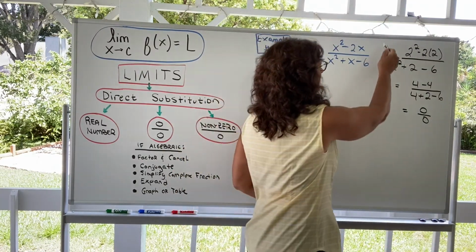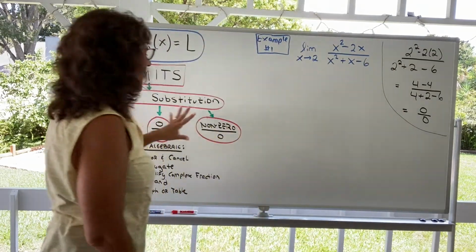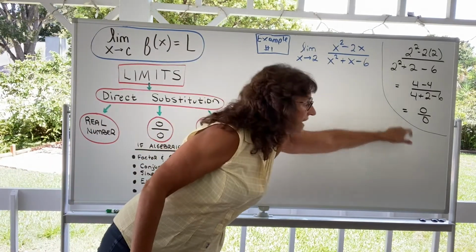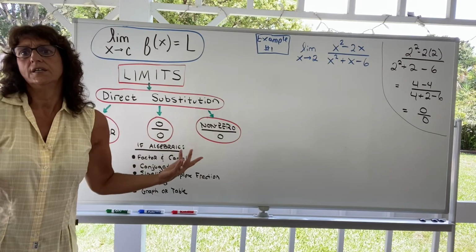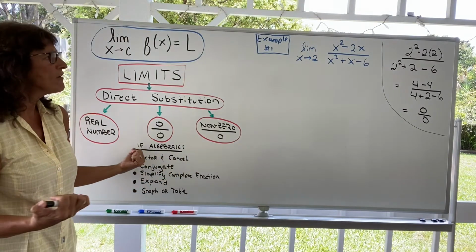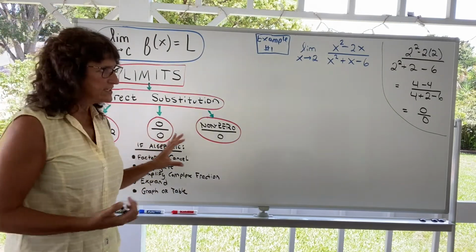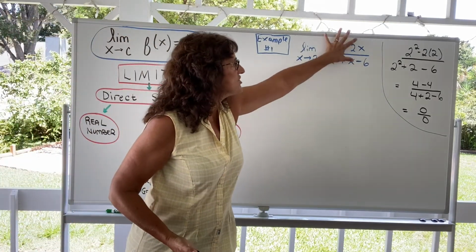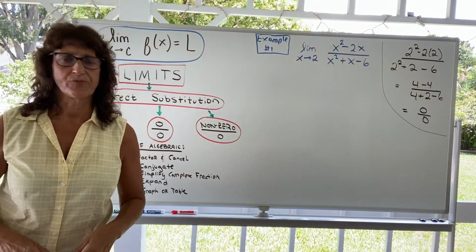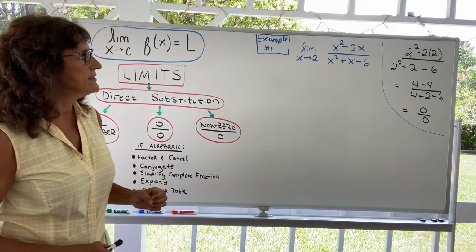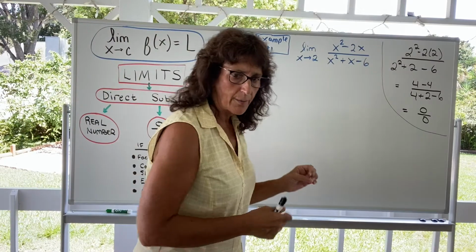So the first thing we do is use the direct substitution principle to see what we have. If we did not have a 0 in the denominator, if we had a real number, then that's our answer and we're done. But what if we have 0 over 0? We're going to have a limit, but we have to change the form of our algebraic expression so we can compute it. We'll look at a graph of this as soon as we're done with the computation.